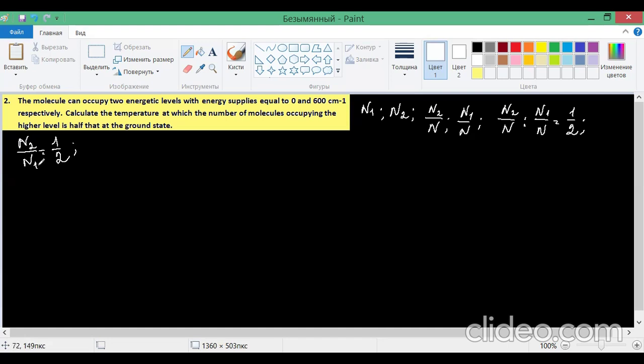Now, we also remember, let's apply the Boltzmann distribution for this and for this. We can write that n sub 1 over n is equal to exponent raised to minus epsilon sub 1 divided by kT, divided by the sum of these exponents, q. The same can be written for n sub 2 over n, where the numerator is the exponent raised to minus epsilon sub 2 divided by kT, divided by q.